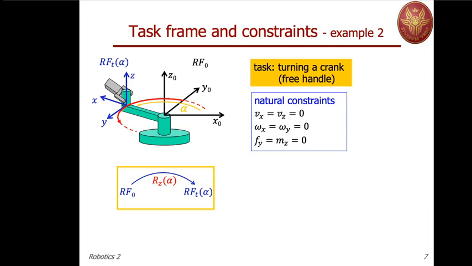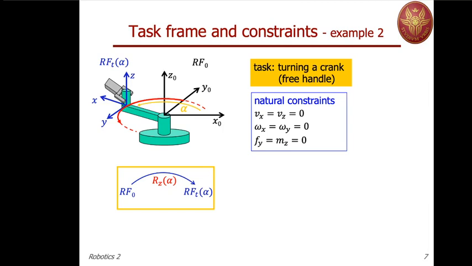Remember that those 0 are structural, so they are not choices; they really limit the motion at the contact. Similarly, we cannot rotate around the x and y axis because the handle and the crank are rigid bodies, so we cannot rotate around those axes.